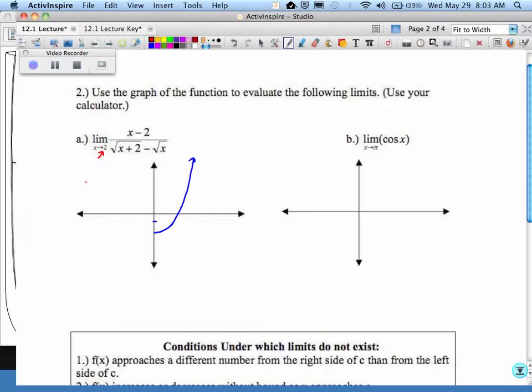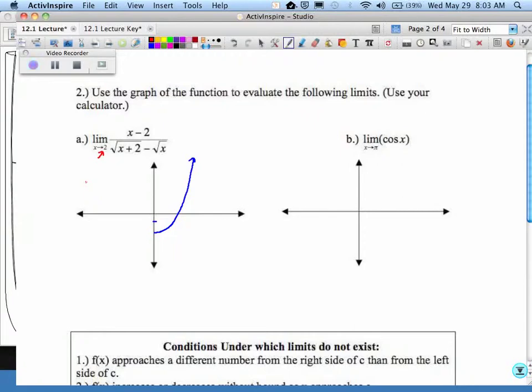But what happens when you plug in 2? I get 0 on top. 2 plus 2 in the first square root would give me 4. What's the square root of 4? 2. Minus the square root of 2, right? So am I getting a value? What's 0 divided by 2 minus the square root of 2? 0.